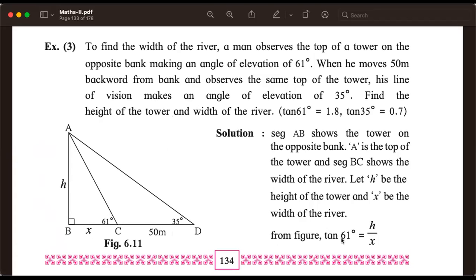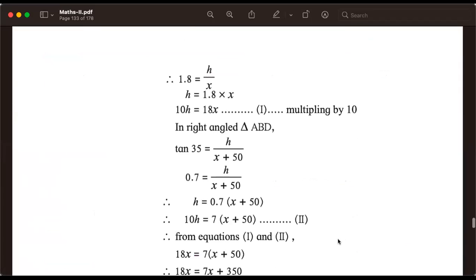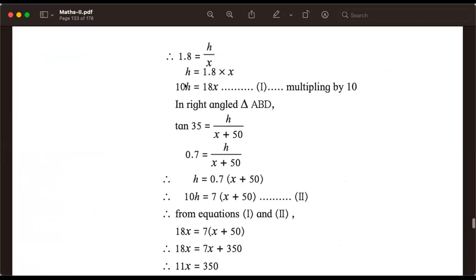Now 61 degrees is not a standard angle, but we don't need to worry. The question very clearly says tan 61 equals 1.8. Tan 35 equals 0.7. We need not worry what it is. It's given in the question. So from the smaller triangle ABC, tan 61 is h by x. Tan 61 value is given as 1.8. So when we put that value and simplify, we get a linear equation in two variables, 10h equals 18x.